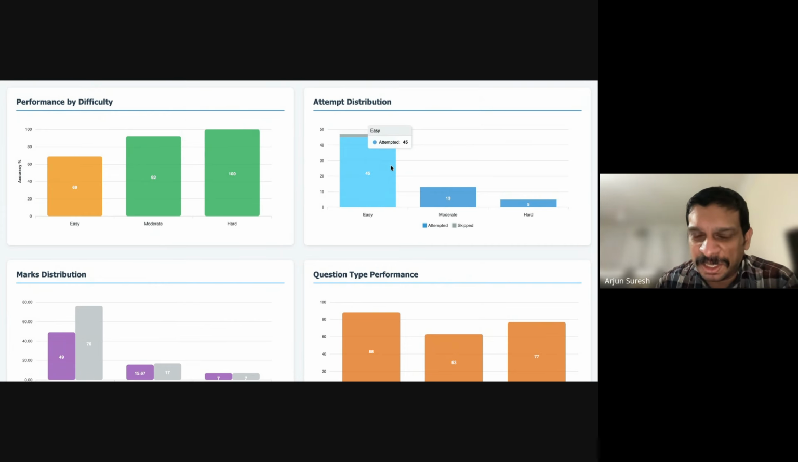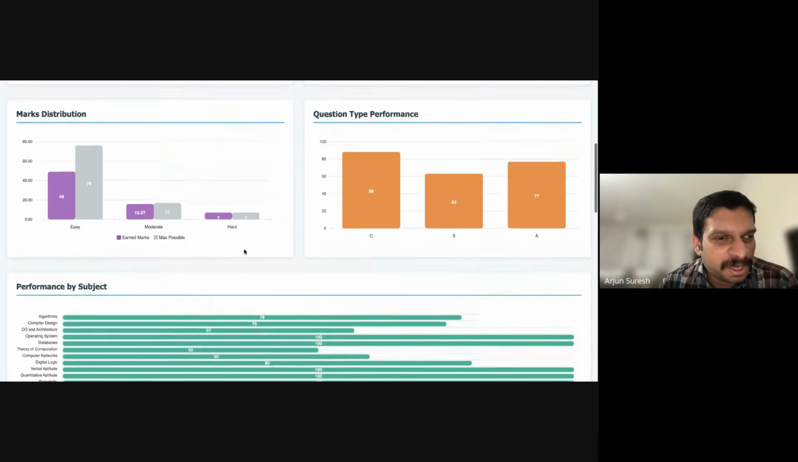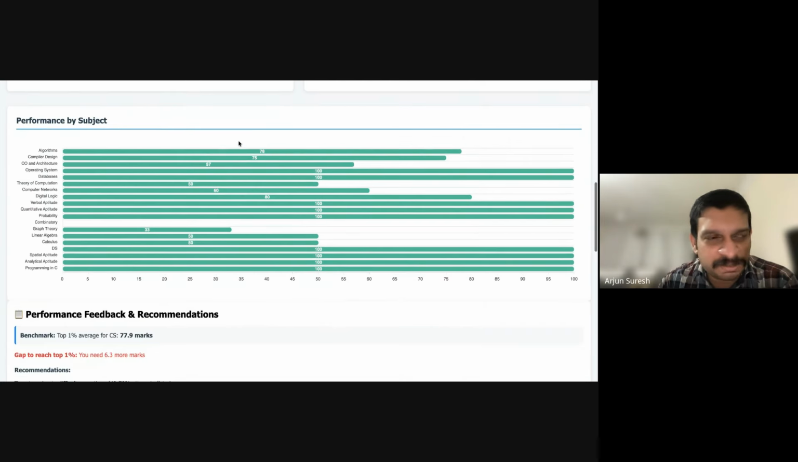Then the attempt distribution. You can see here there are two skipped questions in the easy, moderate and hard. It's like everything is attempted. Again, same for question type, like MCQ, multiple select, and numerical. And the mark distribution in each of the three categories, easy, moderate, and hard. Same thing for the subject wise breakdown.